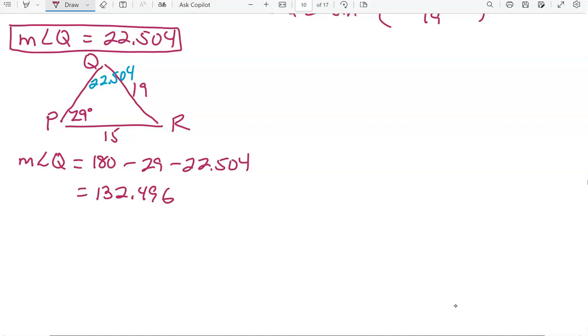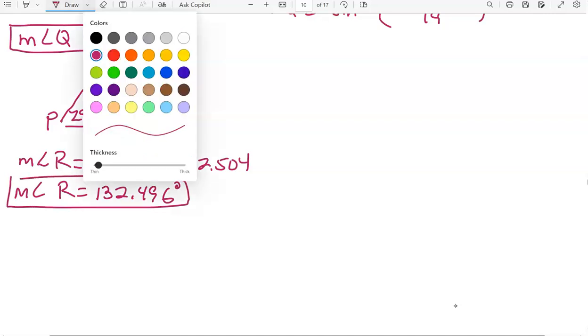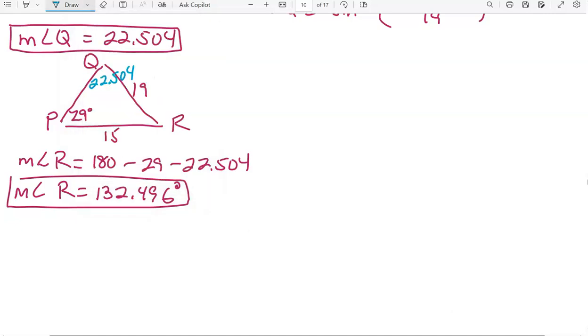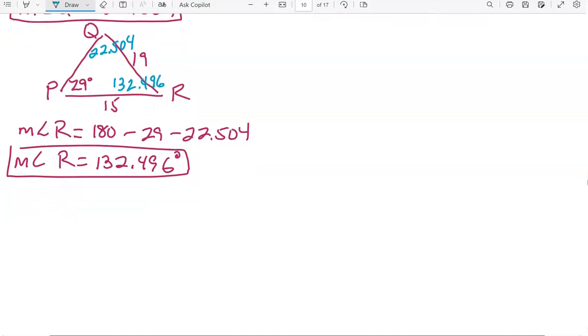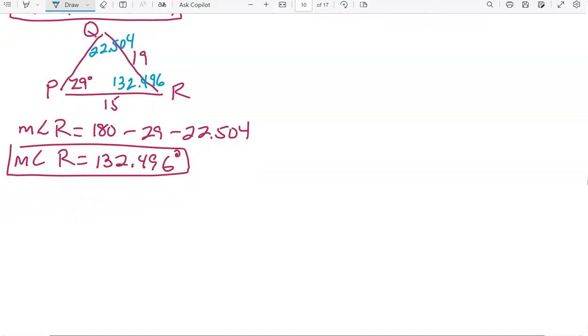I'm going to change this. It was not angle Q that we were finding, it was angle R. And so measure of angle R is 132.496 degrees. Now we have just one thing left to find. I'm going to go ahead and insert this into the diagram. And the one thing left to find would be the side opposite that angle.